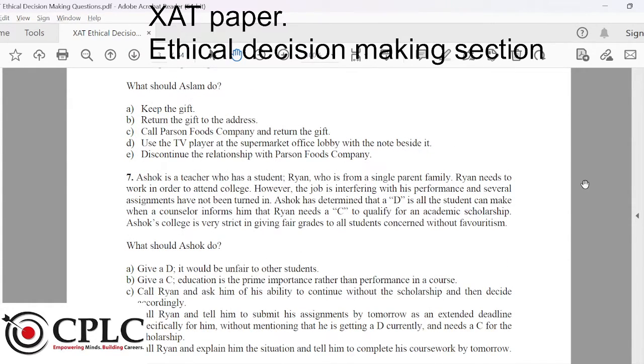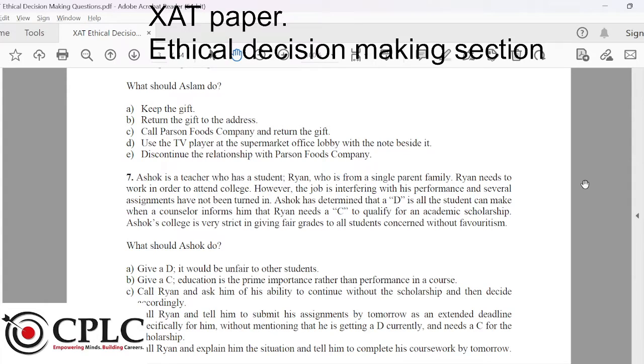Now, seventh question. So we will be taking this as the last question, as the way of asking questions will keep on changing, but you need to understand how to select the best option. Okay, so let's look at the seventh question. Ashok is a teacher who has a student, Ryan, who is from a single parent family. Ryan needs to work in order to attend college. So he might not be financially strong.